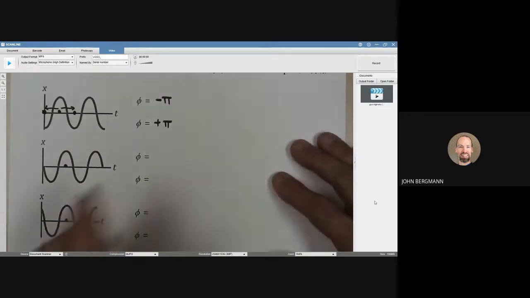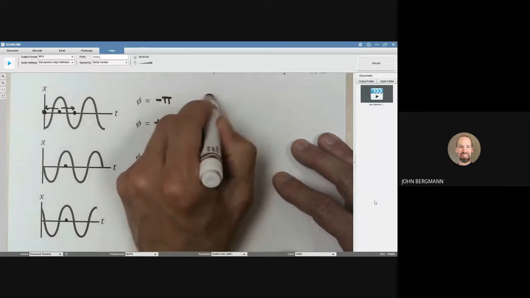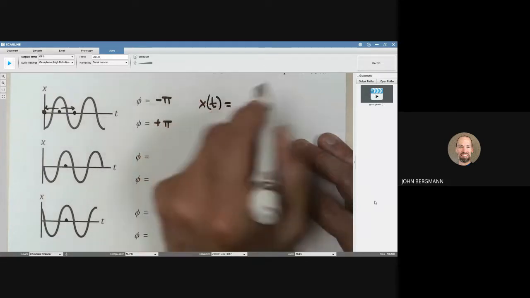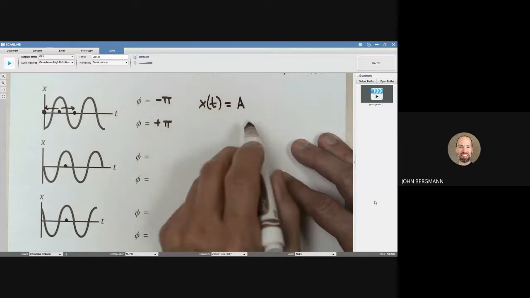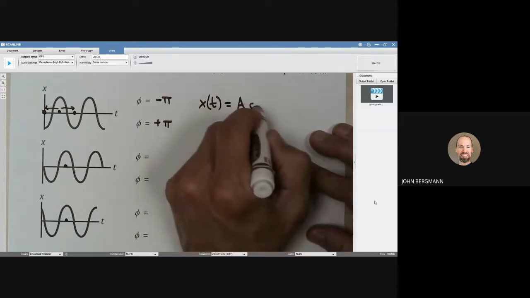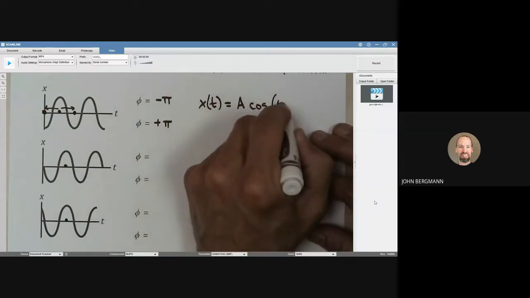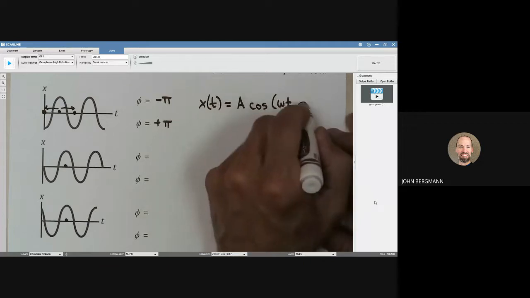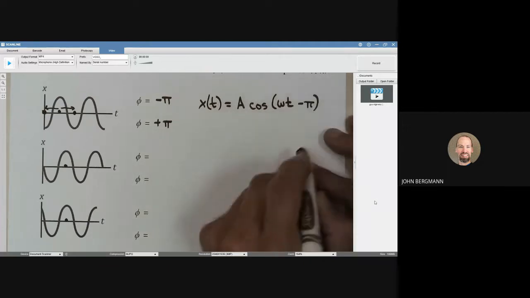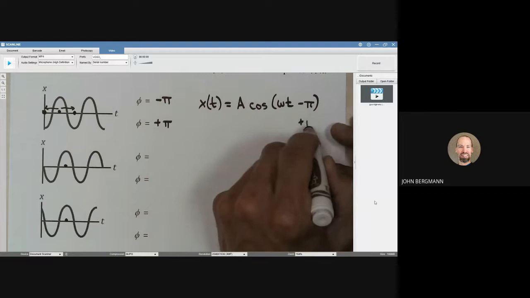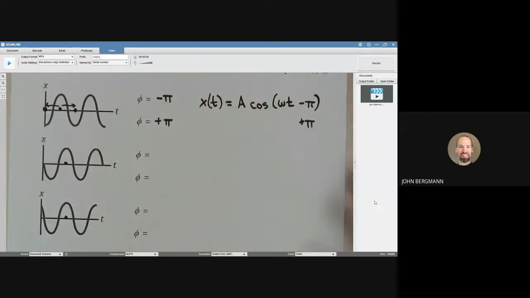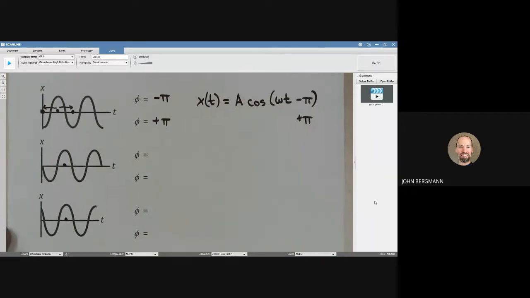When we write this equation, we would write x of t is equal to the amplitude of the motion, or if you want to call it x max, you can do that, cosine omega t, and then you can either go minus phi if you want, or if you want to put plus phi, that's okay too. Those are the same answer. How about for the next one?